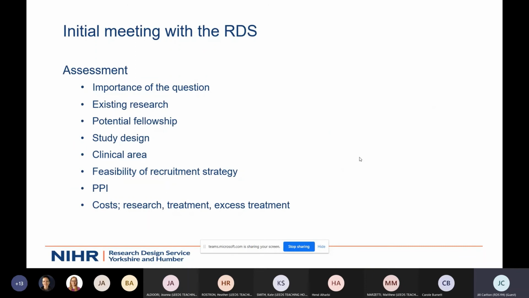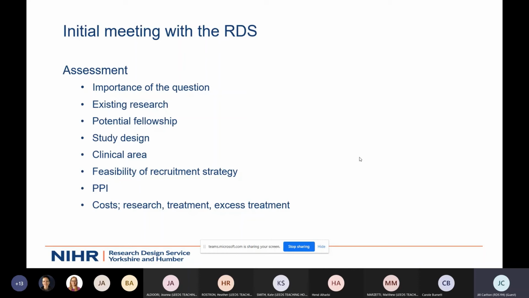So what happens should you decide you want to meet with the RDS? Well, the first thing is we do a bit of a rough assessment as to what your idea is, and how important that question is. We try and find out from you what work has been done in the area. We try and assess whether you have got that sort of fellowship potential. We might probe and ask you a few questions about you and your journey thus far. We might give you some pointers about your study design, and some advice around the clinical area, the PPI, the costs, all that kind of thing.